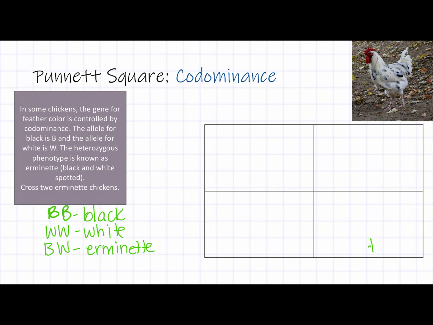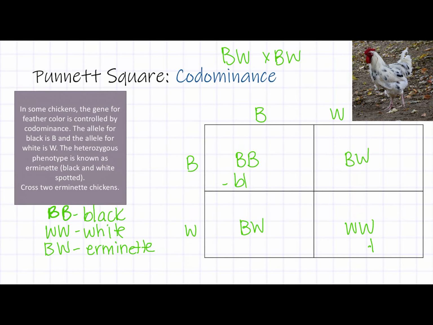So this is asking the heterozygous phenotype erminette cross 2 erminettes. So that's BW times BW. So black-white times black-white gives us two B's, BW, BW, WW. Okay, so let's see. We've got black. 25% chance of having black, 50% erminette, and 25% white.